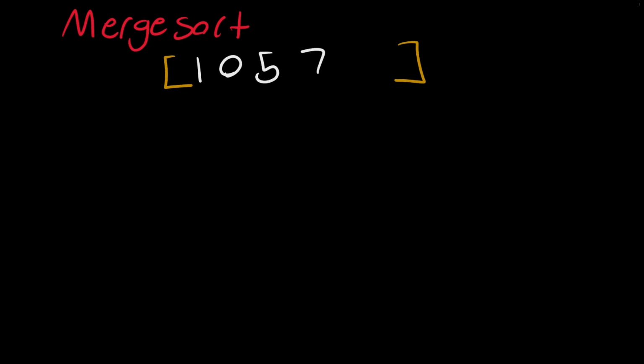Today we're going to be learning merge sort. So let's start off with an arbitrary array right here. Let's start off with 1, 0, 5, 7, 3. And we're going to sort this using merge sort.